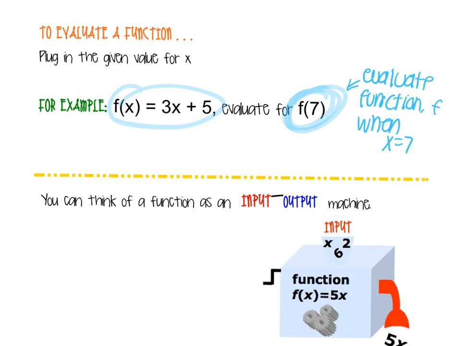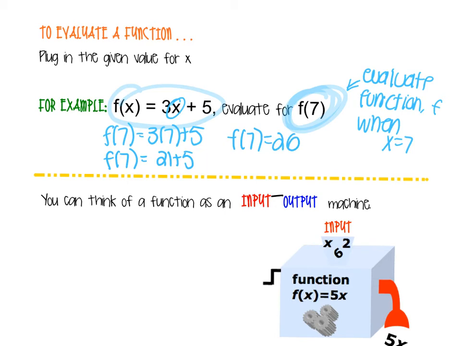So to find f of 7, I can just substitute in 7 for the x in my function. So I get 3 times 7 plus 5. Then I'm just going to use order of operations to evaluate. So I get f of 7 equals 21 plus 5, since 3 times 7 is 21. And I get f of 7 equals 26. And that is my answer.